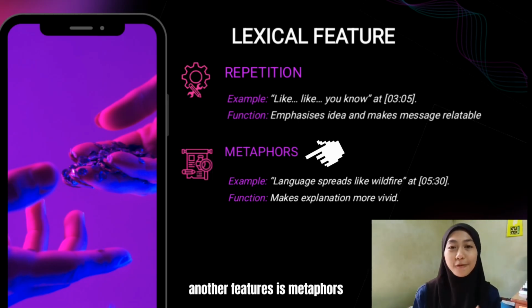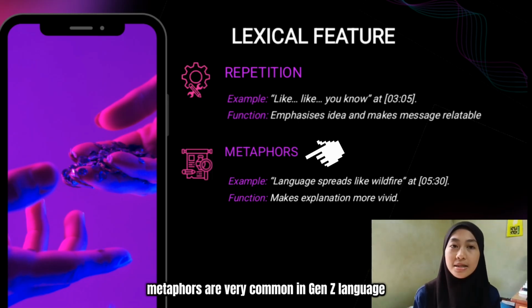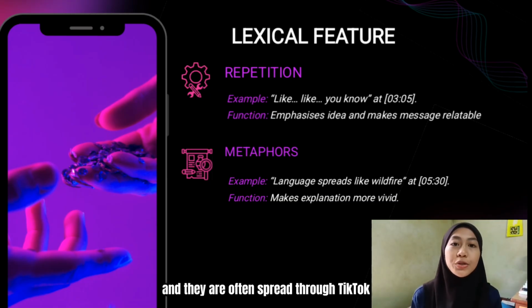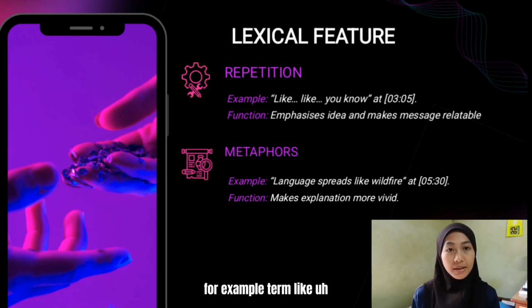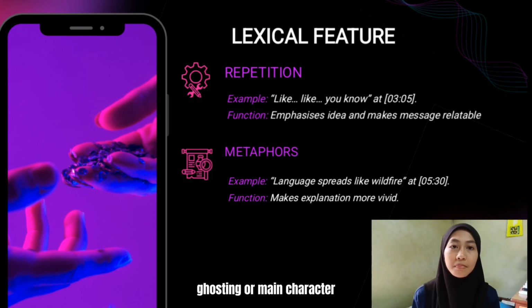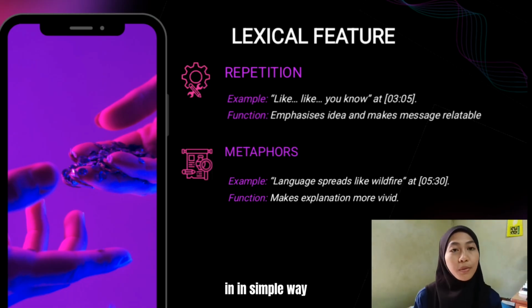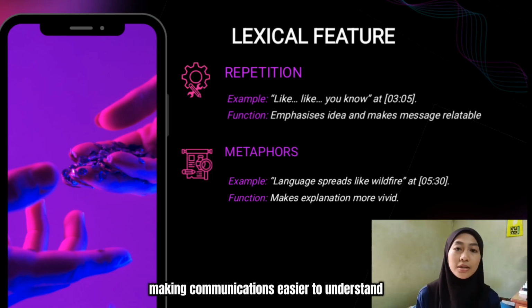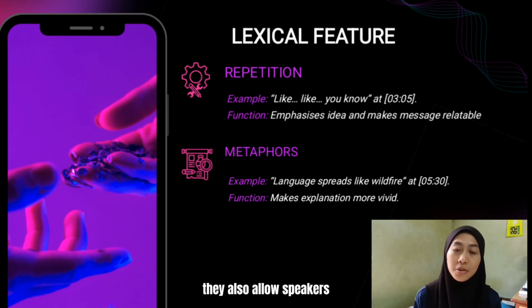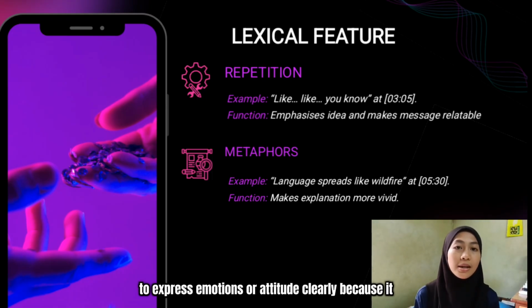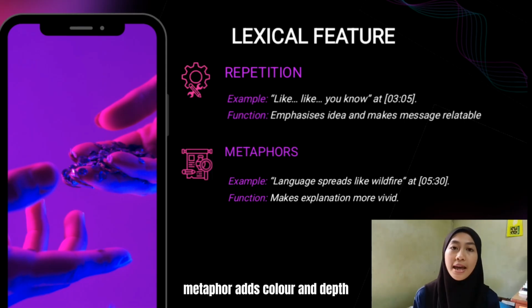Another feature is metaphors. Metaphors are very common in Gen Z language, and they are often spread through TikTok. For example, terms like ghosting or main character energy are metaphorical ways of describing real-life behavior. These metaphors help to explain abstract ideas in a simple way, making communication easier to understand. They also allow speakers to express emotions or attitudes clearly, because metaphors add color and depth to the message.